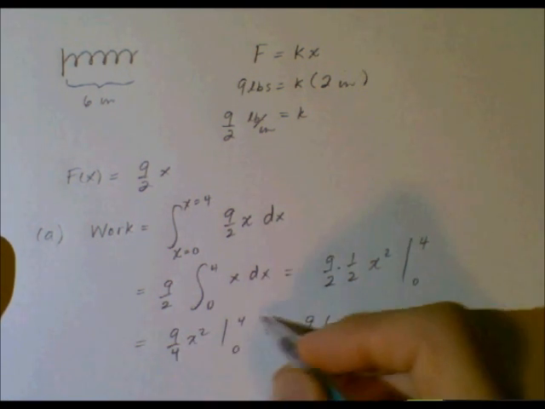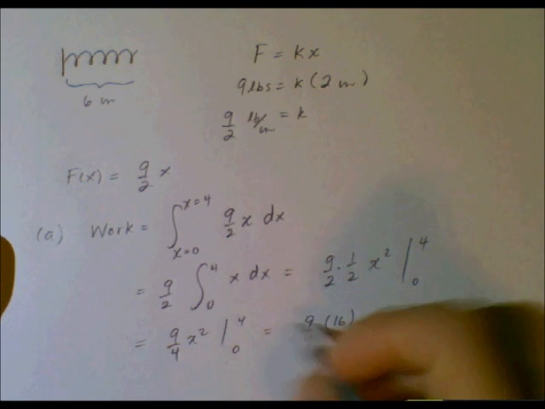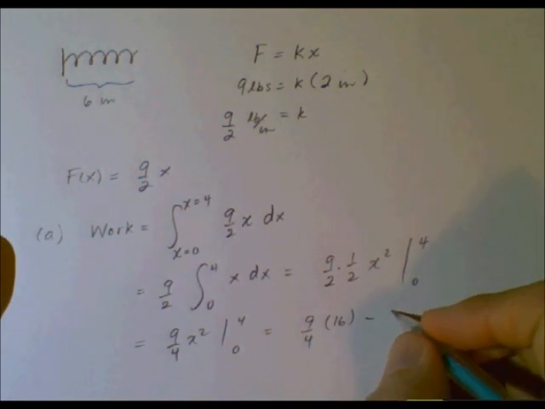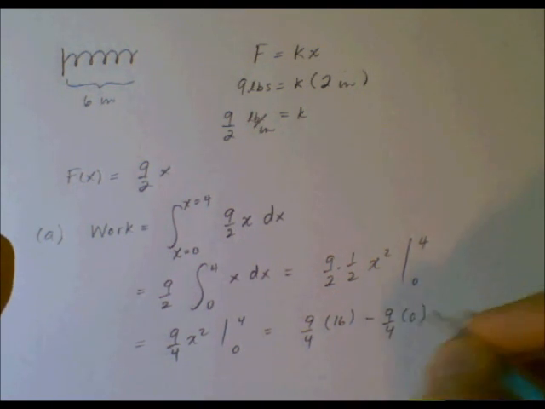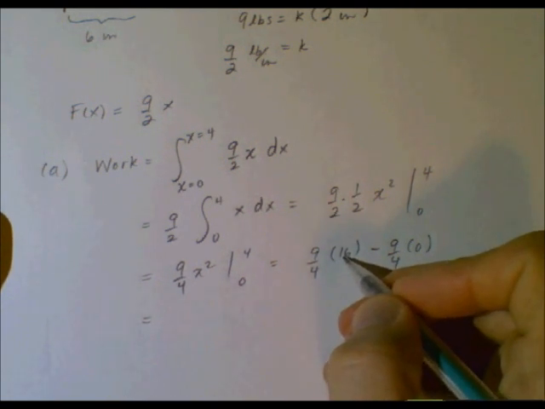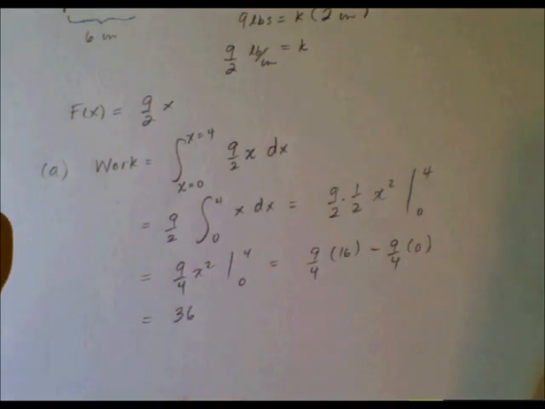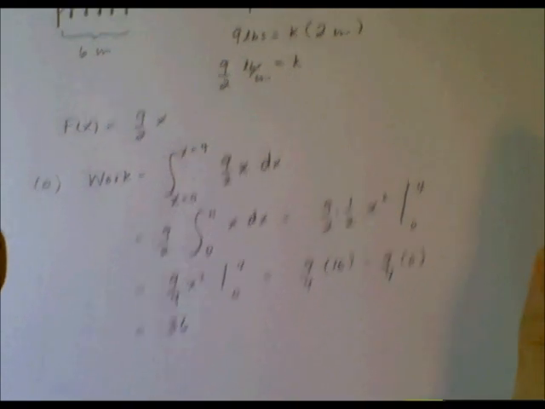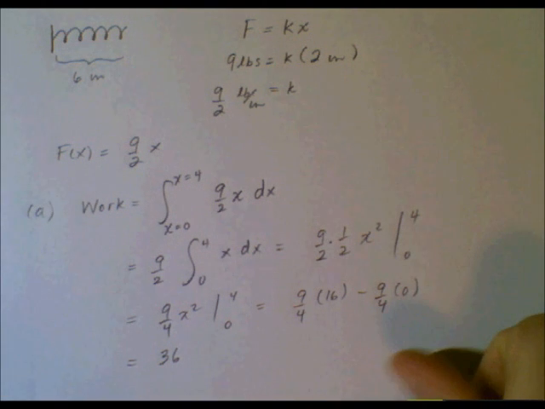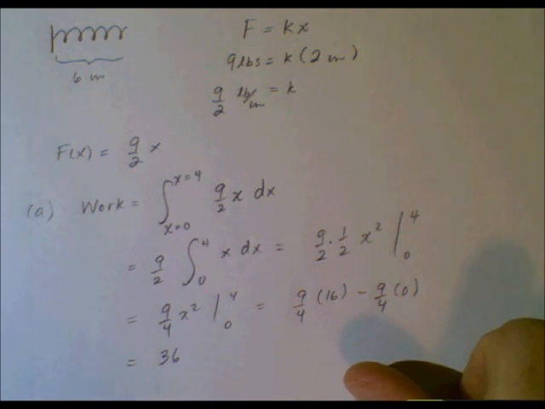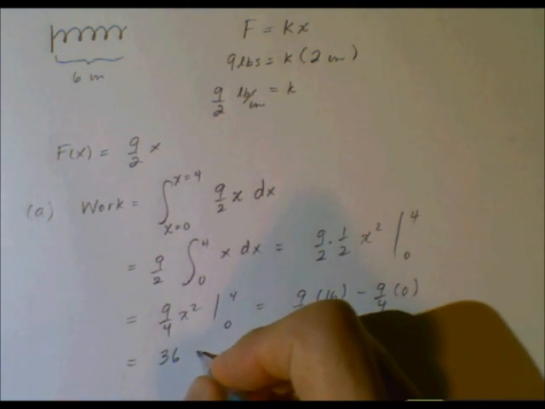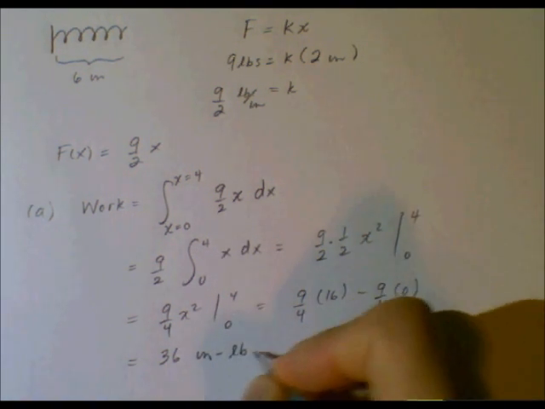When I evaluate x at 4, of course I get 9/4 times 16. Subtract what I get when I evaluate it at 0. That's 9/4 times 0. 16 divided by 4 is 4 times 9 is 36, minus 0 is 36. What are the units? Well, remember the units of force are pounds, and the units of length are inches, so this would be 36 inch pounds.